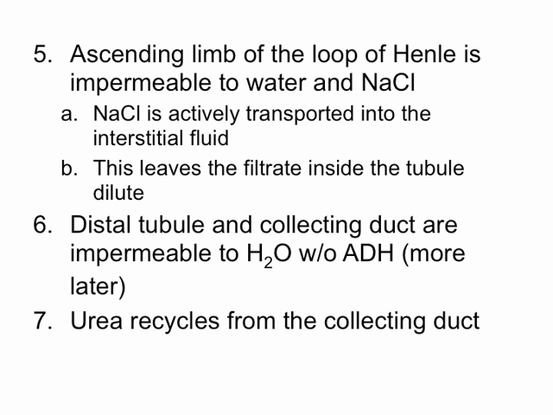The ascending limb of the loop of Henle is impermeable to both water and sodium chloride. However, sodium chloride is actively transported into the interstitial fluid. So, as sodium chloride leaves the ascending limb of the loop of Henle, the filtrate, what's left inside the tubule, becomes more dilute, in this case because we're removing the solute from it. Now, the distal tubule and the collecting duct are also impermeable to water without the presence of ADH, which we'll talk about later. And the last thing on here is that urea continues to recycle from the collecting duct, increasing its concentration.